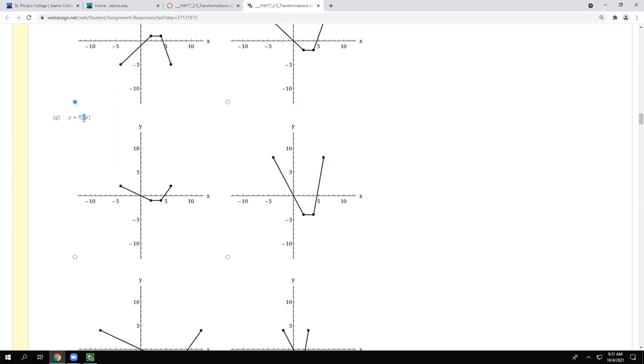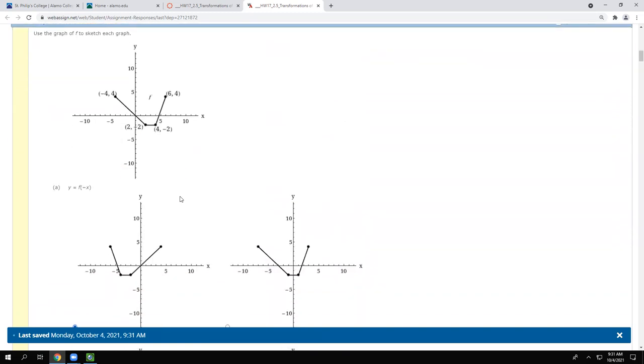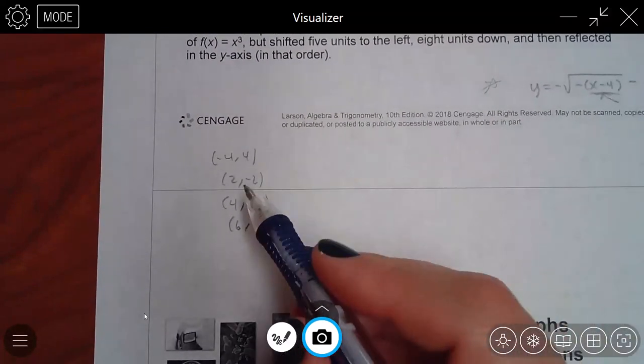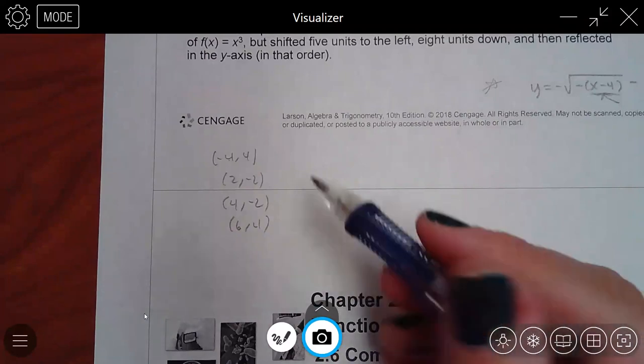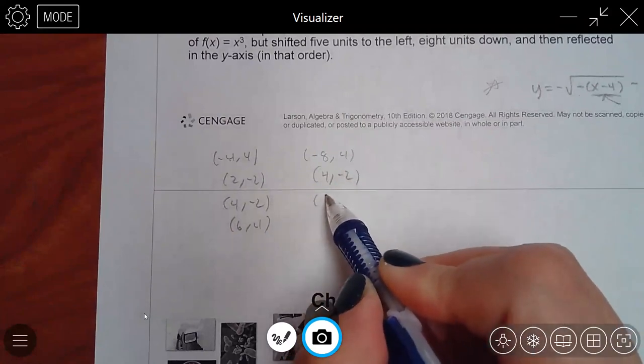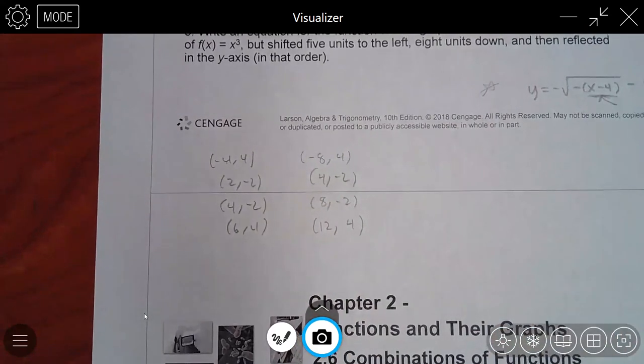Now this one, you multiply all your x values by 2. Your y values should stay exactly the same, okay? So let me write these down real quick because I have a whole bunch of points and I have to keep scrolling all the way back up there to get them. So you have negative 4, 4. You have 2, -2. You have 4, -2. And then you have 6, 4. And so what needs to happen is that all of these x values have to get multiplied by 2. So this becomes -8 and 4, 4 and -2, 8 and -2, and then 12 and 4. Okay, so those become your new points.